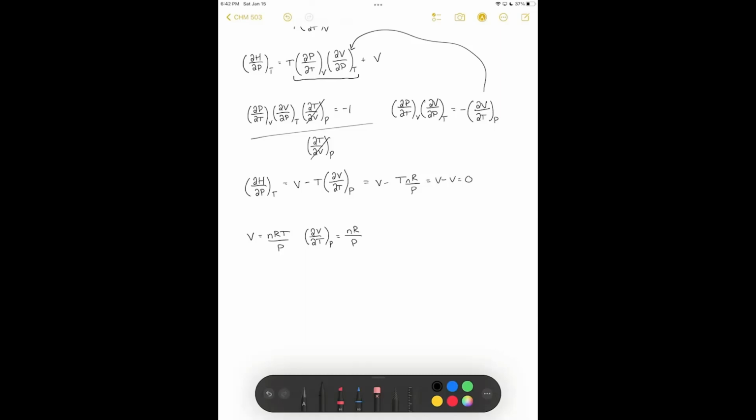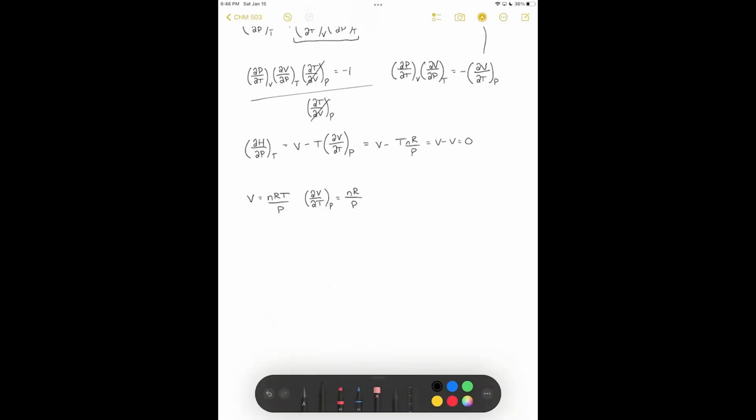For real gases, this is going to have a number. For solids and liquids, their volume doesn't change very much with respect to temperature. So the change in enthalpy with respect to pressure is approximately just the volume for solids and liquids.